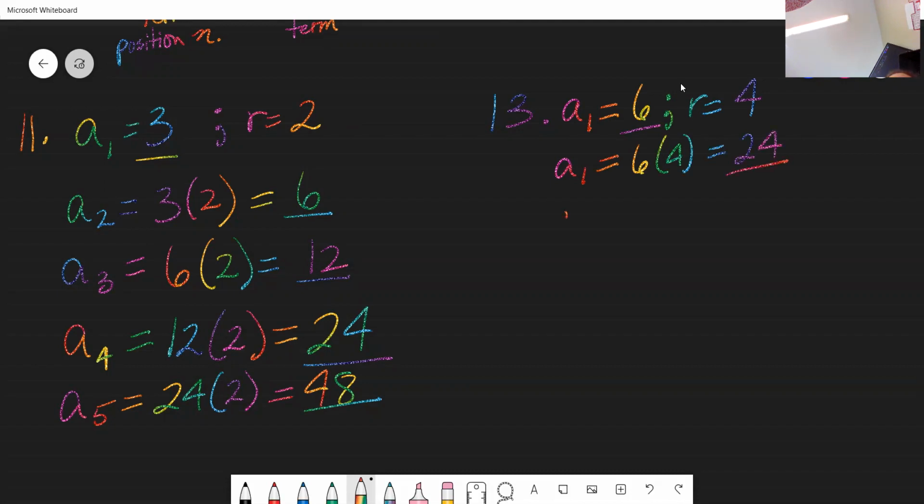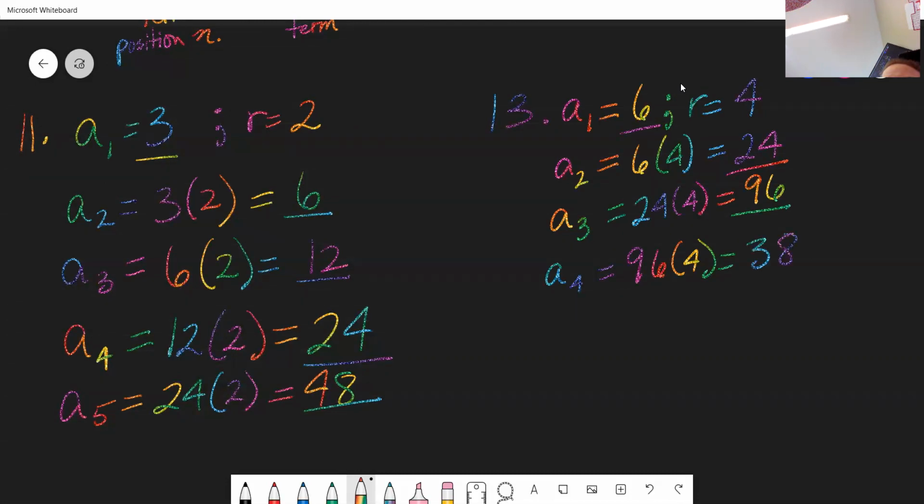All right, Genevieve. That's position 2. The term at position 3 is what times what? 24 times 4. So that's what, 96? 4 times 20 is 80. 4 times 4 is 16. 80 plus 16 is 96. Yeah. So, Brianna, next one. 96 times 4. So that's 360 plus 24. 384.